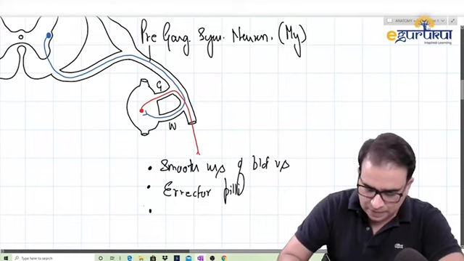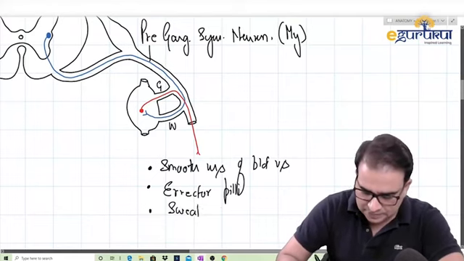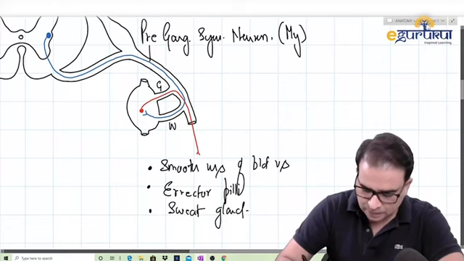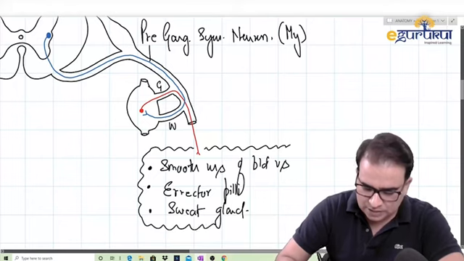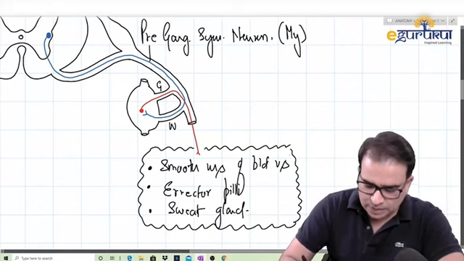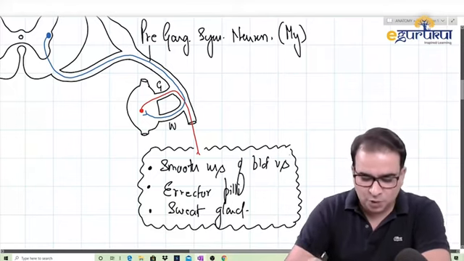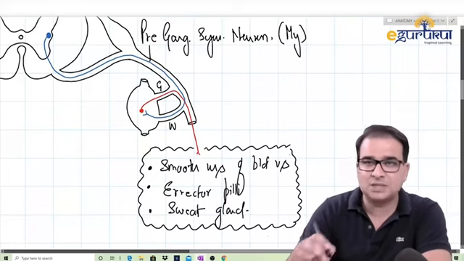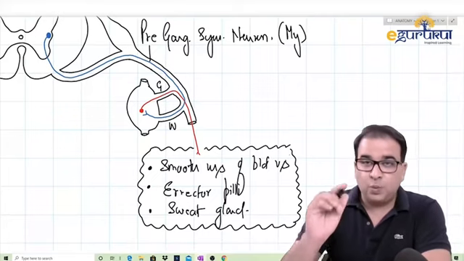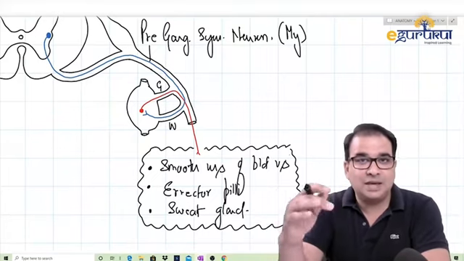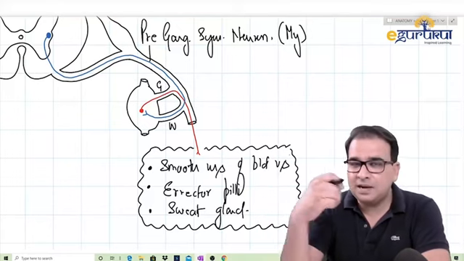Erector pili. And they also supply the sweat gland. So that's one scenario you're looking at. Then where the post-ganglionic sympathetic neuron is coming out through the gray ramus communicans. Obviously this gray ramus communicans is having the post-ganglionic sympathetic neuron, which is non-myelinated. That's why we said gray ramus communicans. We do have non-myelinated axons there.